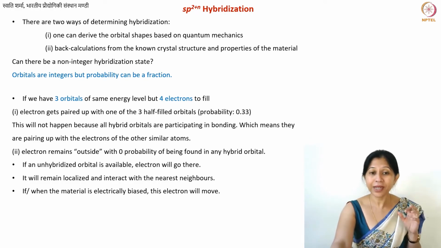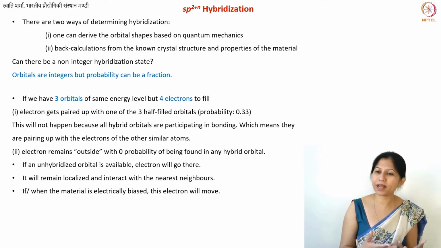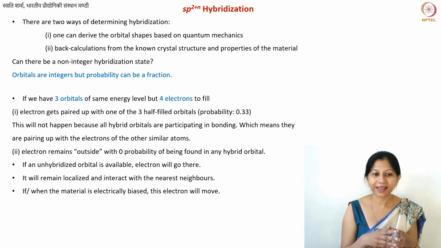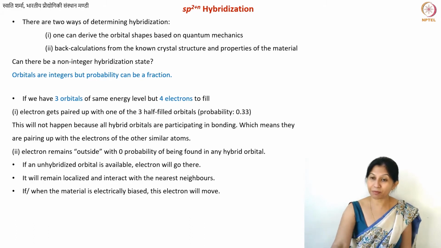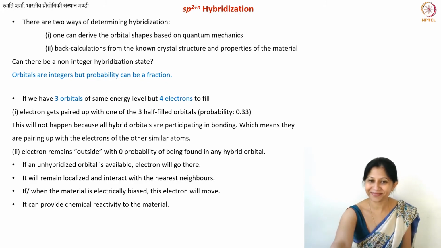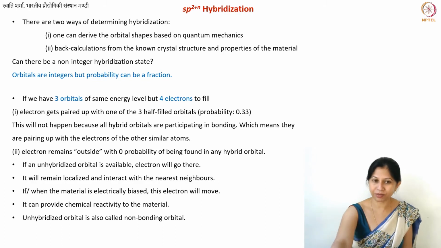Now, when we apply any kind of electrical bias, or any other kind of force, this electron, which is definitely not participating in bonding, can potentially move. That is why we call it a free electron. So yes, this electron is available for electrical conductivity as long as it has a high enough probability of remaining free. It can also provide chemical reactivity and many other properties to the material. And this is, of course, a non-bonding electron.